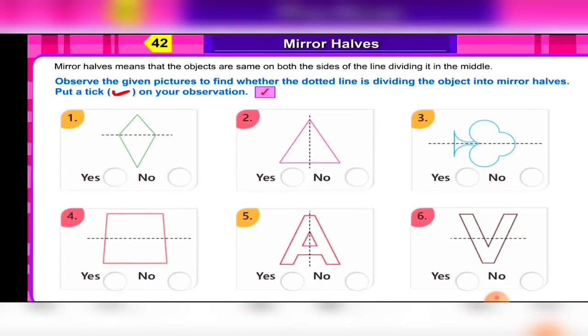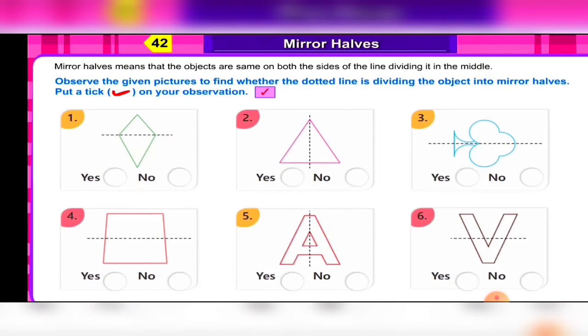So kids, you have to put right tick on that figure which is divided equally in both sides. So these two parts are the same after dividing. First is diamond. So kids, are these two parts the same? Upper part and down side of the diamond, is it same? No. In second number there is a triangle.